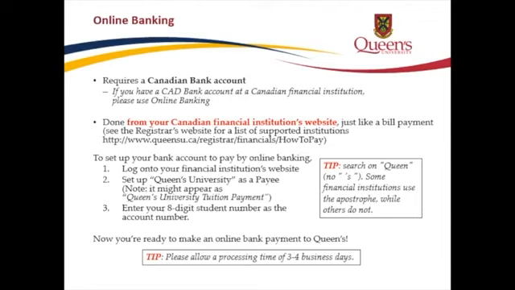Online banking requires a Canadian bank account and is done from your bank's website. It's just like a bill payment. To set it up, you select Queen's as the payee and use your 8-digit student number as the account number. If your student ID is only 7 digits, add a 0 to the front. You'll want to allow a processing time of 3 to 4 business days for the funds to reach Queen's.